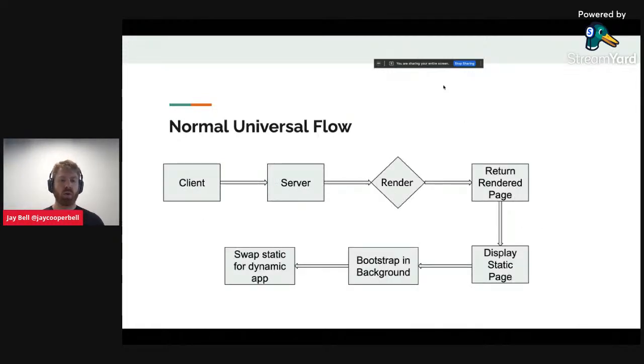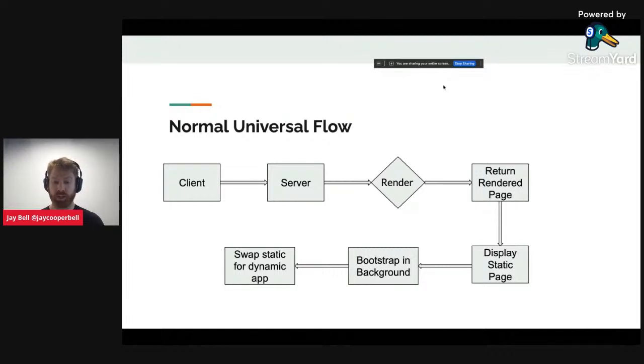So the normal universal flow, and this is very brief, there's obviously a lot more going on here, but generally speaking, what happens is the client will request a web page from the server. The server will render that web page. It will return the rendered web page, which is just a static site at this point, displays the static site to the client, bootstraps the dynamic app in the background.